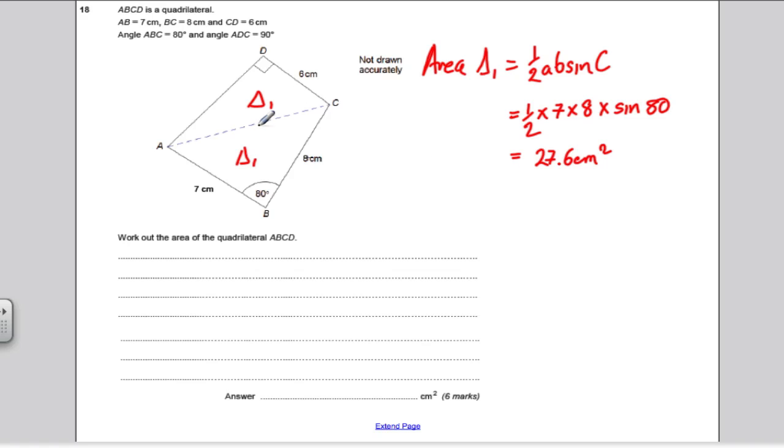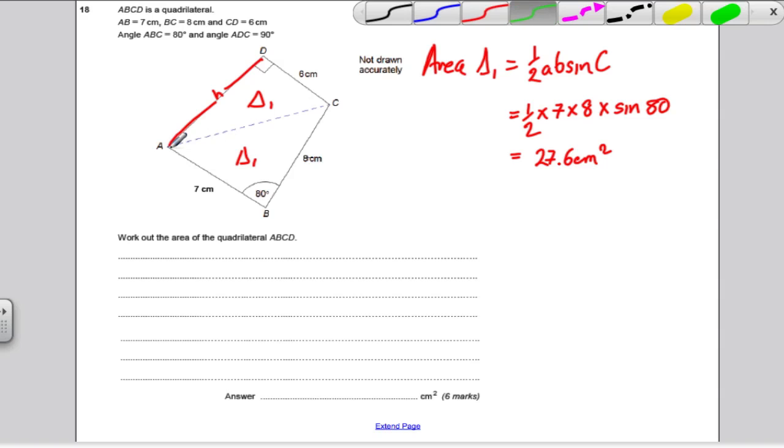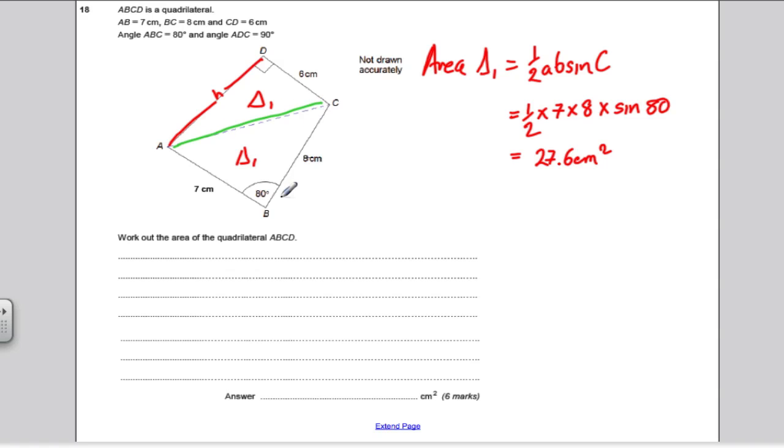Now, how would you work out the area of triangle 2? Well, you would need to know this perpendicular height here, h. Okay? So in order to be able to work out that height h, you would need to first know this distance there, which is the hypotenuse of the right-angled triangle, AC. Now, again, the formula booklet gives you what's called the cosine rule. It tells you a squared equals b squared plus c squared minus 2bc cos A.